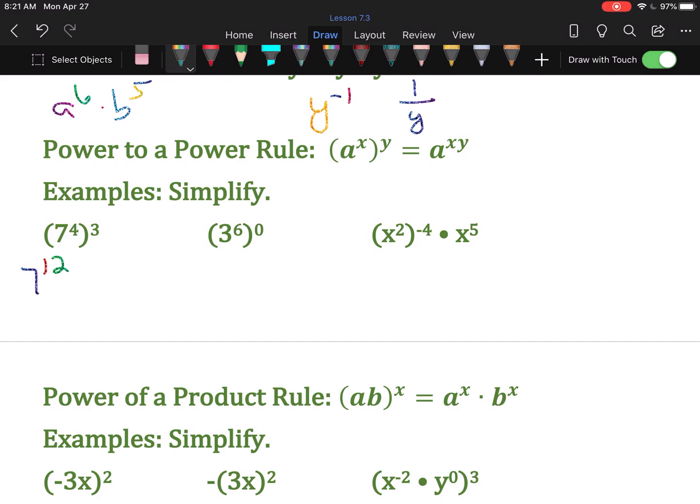The next problem says 3 to the 6th to the 0 power. And you're done. If you're not done, listen to me one more time. 3 to the 6th to the 0 power. Anything to the 0 power is 1.